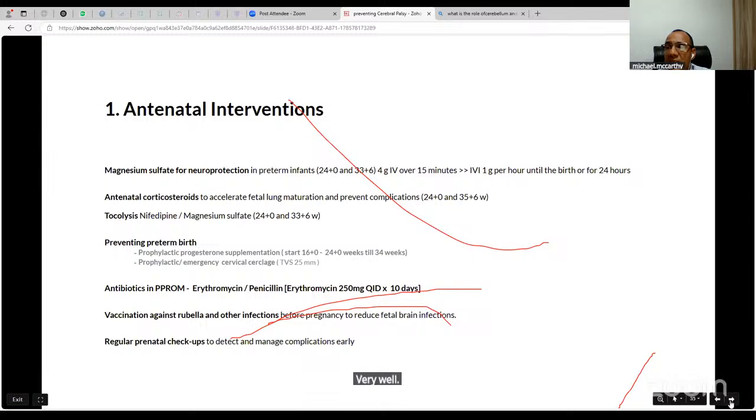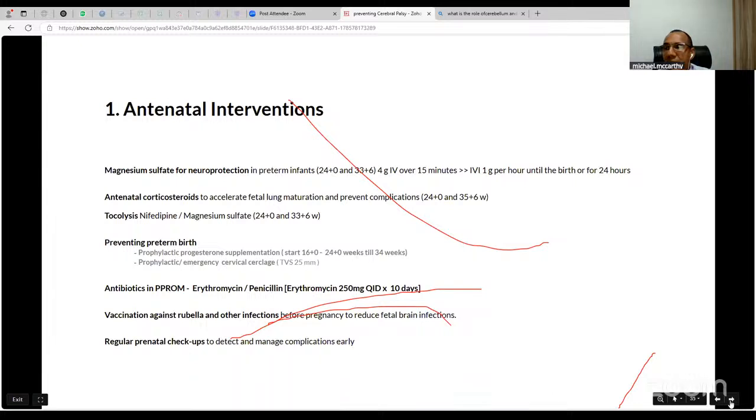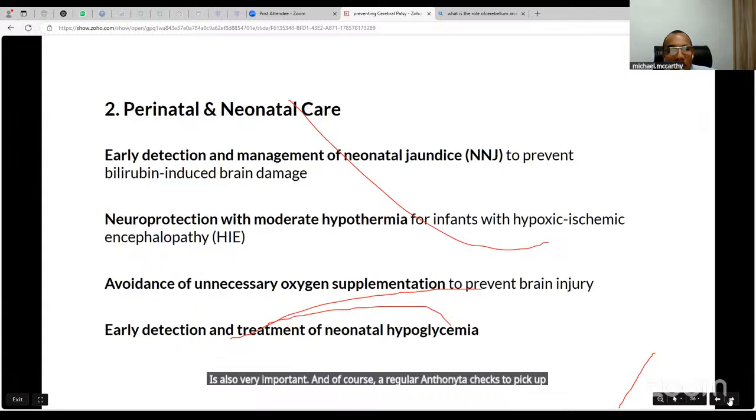Preventing infections in the situation of preterm premature rupture of membranes is also important, with oral erythromycin once the diagnosis is established. Vaccination against preventable infections in the prenatal period before conception is also very important. And of course, regular antenatal checks to pick up some of these other issues early on.